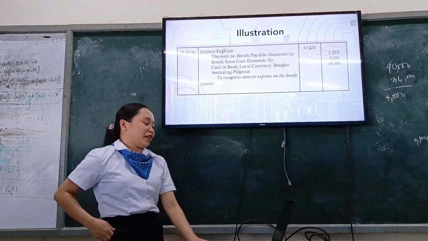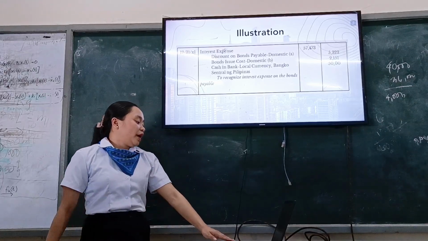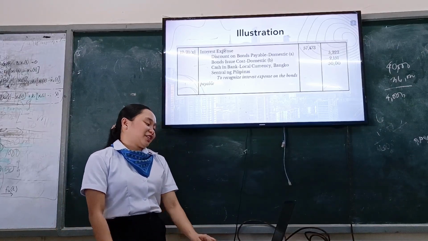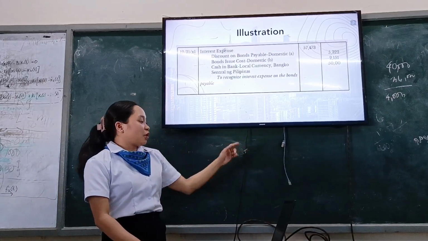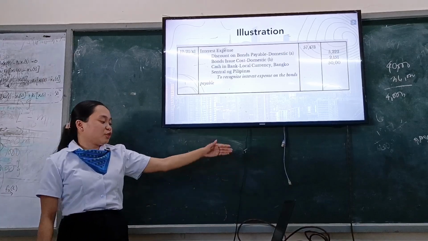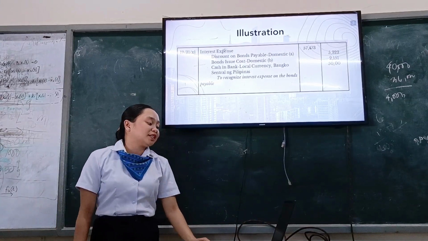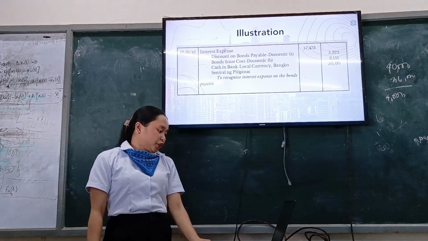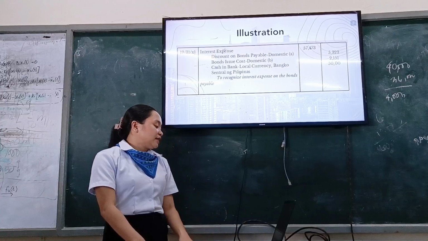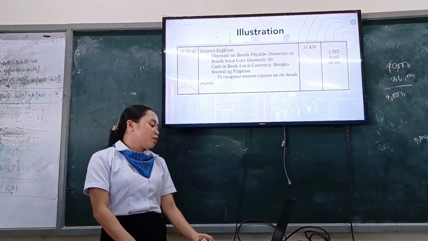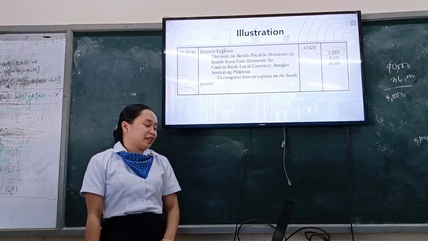the journal entry to recognize interest expense on the bonds payable. So debit interest expense 57,473. So ang kaning interest expense there is ang interest expense sa year 1, and then credit discount on bonds payable 5,322, and then bond issue cost 2,151, and then credit cash in bank 50,000.